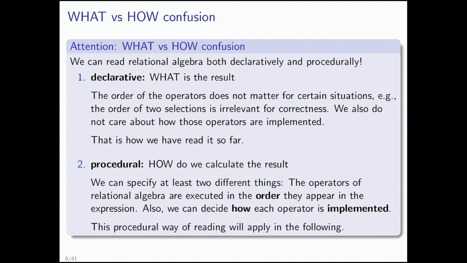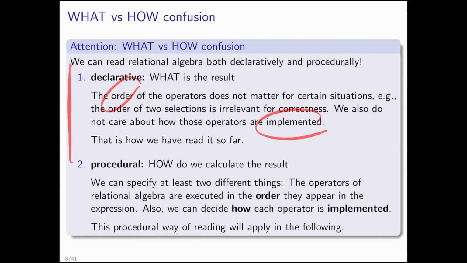In addition to that, we also do not care about how those operators are implemented. So for instance, we do not care how a join is implemented, how a selection is implemented. We are purely on this abstract logical level where we ignore the algorithms. And this is what we did so far. Yeah? So we ignored order, and we didn't care about implementations.